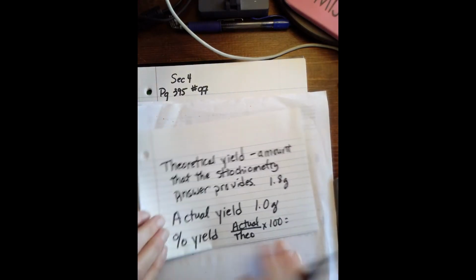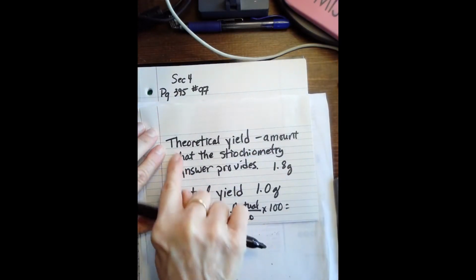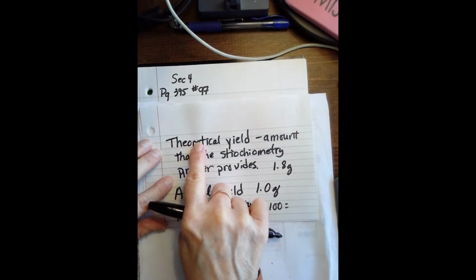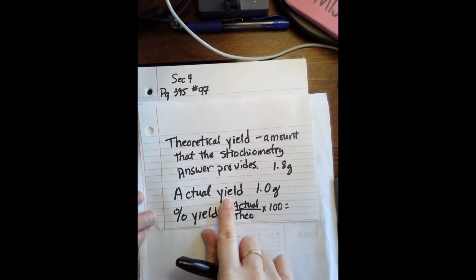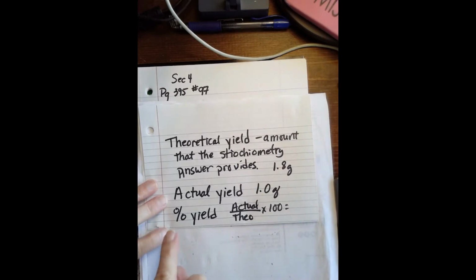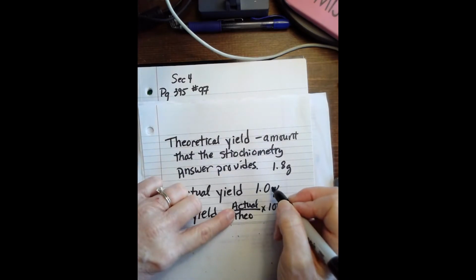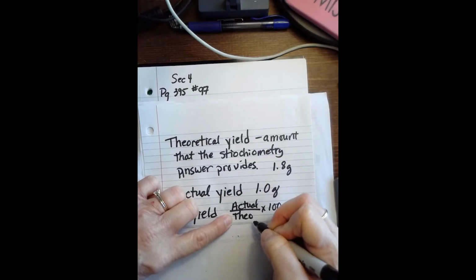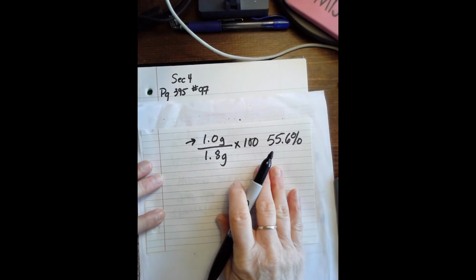So you probably want to put in your own words what the definition of theoretical yield is. Remember, when we do a stoichiometry problem, that's the theoretical yield. That's what should happen in a perfect world, perfect scenario. The actual yield, we will always have to be told that because we aren't running these experiments. So a question would always have to tell us what the actual yield is. Then percent yield is actual yield divided by theoretical yield, what my stoichiometry answer was, times 100.